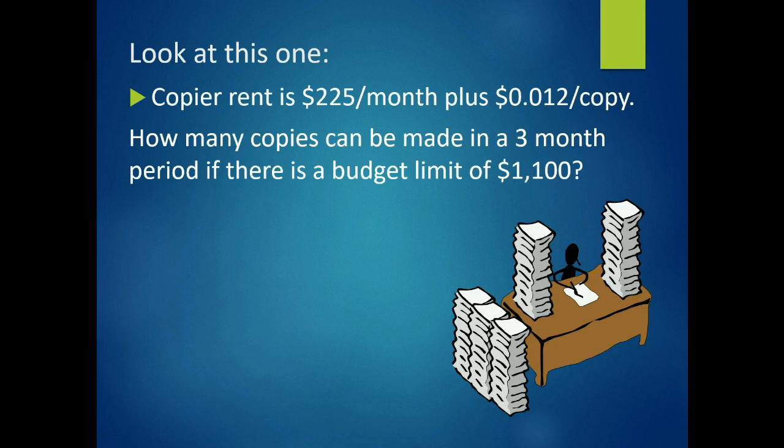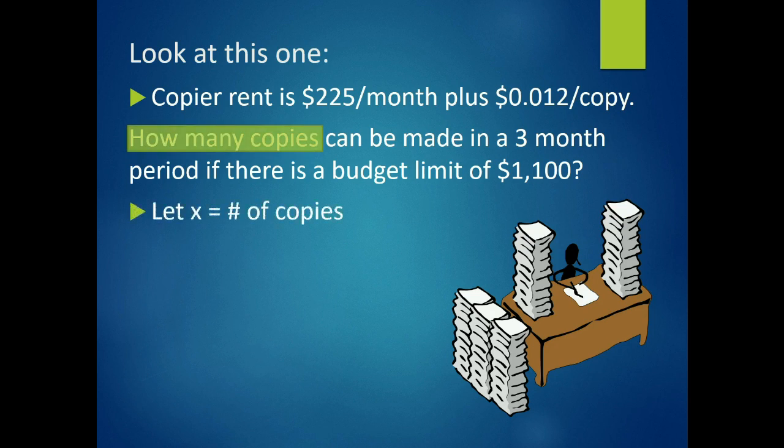Let's take a look at this second problem. Copier rent is $225 per month plus 0.012 of a dollar per copy. How many copies can be made in a 3-month period if there is a budget limit of $1,100? One of the first things we can do is identify what they're asking us. And the question is how many copies. From there, we'll let x stand for our unknown.